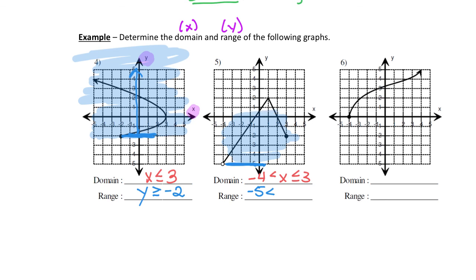It keeps going. It keeps going right there to that sharp edge. So right there is where my range ends, and that's at 2. So this is y is less than or equal to 2 because there's no open circle there.